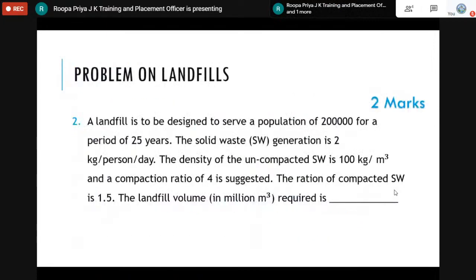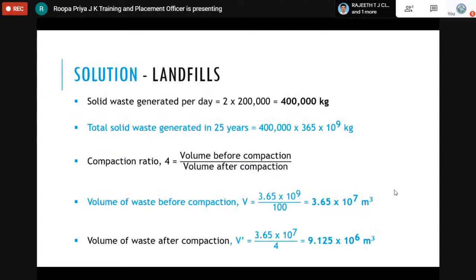So this is the question, and this is the simple step. The solid waste generated per day, that is in kg. Total solid waste generated in 25 years. Compaction ratio, which is calculated using the volume before compaction and volume after compaction.